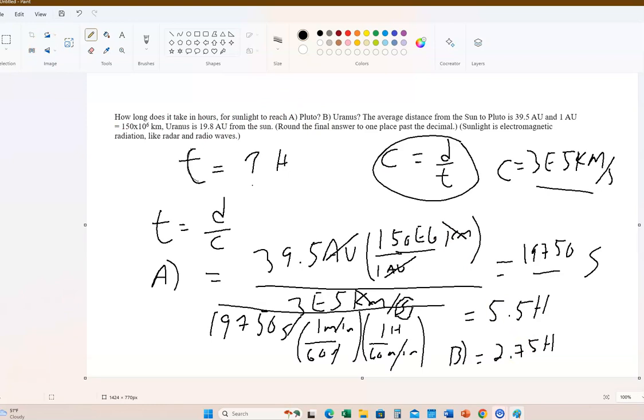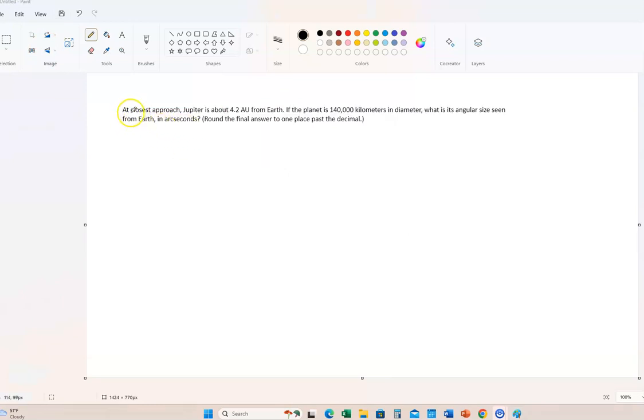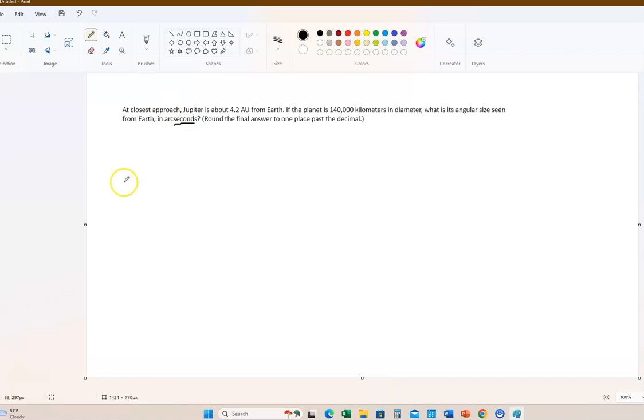All right, very nice. Here, let's work on another one. So here's what it says. This is the second problem. At its closest approach, Jupiter is about 4.2 astronomical units from Earth. If the planet is 140,000 kilometers in diameter, what is its angular size as seen from Earth in arc seconds? Okay, it's important to remember that that's going to be in arc seconds.